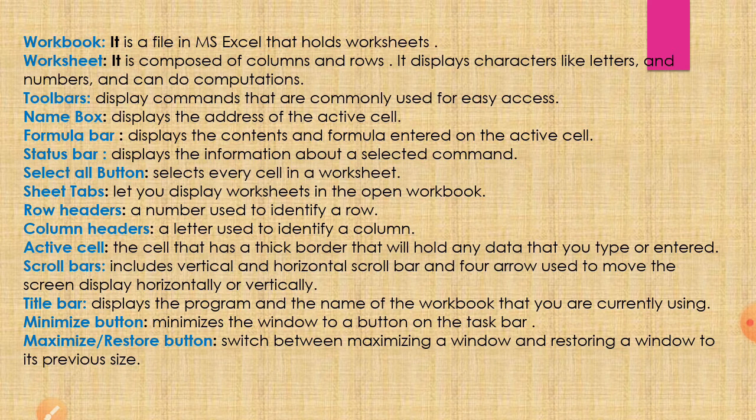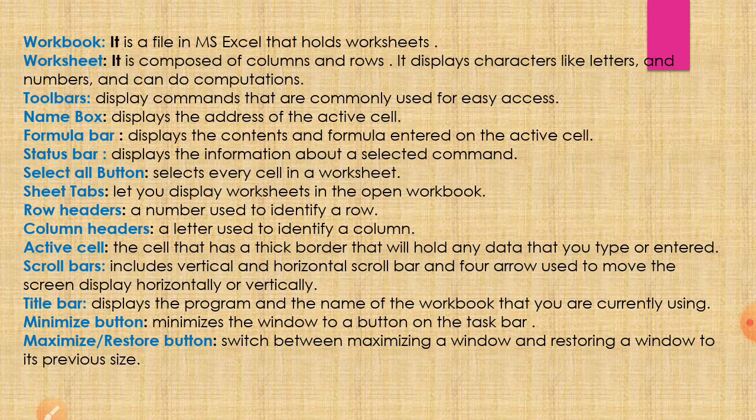What is a workbook? It is a file in MS Excel that holds the worksheets. So a workbook is basically like a book, and a worksheet is a sheet or a page of a workbook. What is the toolbar? It displays commands that are commonly used for easy access. Next, the name box displays the address of the active cell. What is the formula bar? The formula bar displays the contents and formula entered in the active cell.